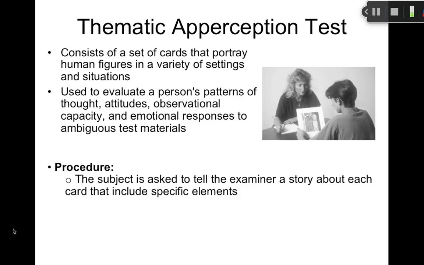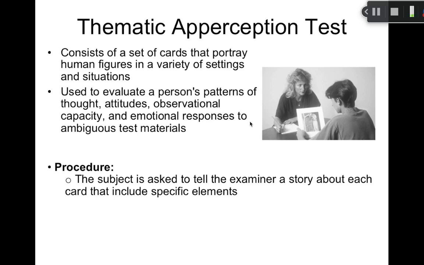The other one I wanted to touch on is the thematic apperception test, or the TAT. So it's similar to the Rorschach in that the test consists of a collection of cards, and we'll look at one in a minute. But the cards have images on them, and again, it's used to evaluate a person's patterns of thoughts, attitudes, and so forth. So it's a projective test in that you're not asking a person directly, who are you, and what are your deeply thought, possibly unconscious motives, and that sort of thing, but rather to get at that stuff indirectly.